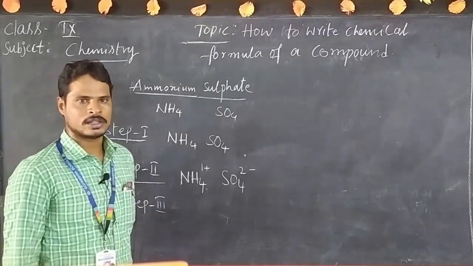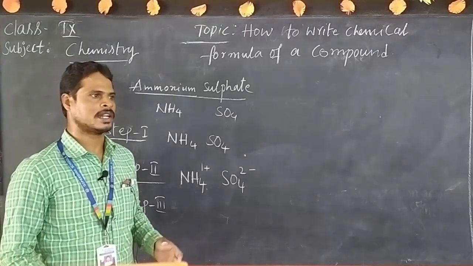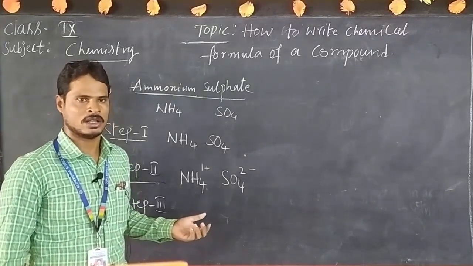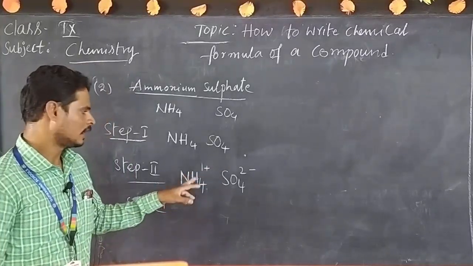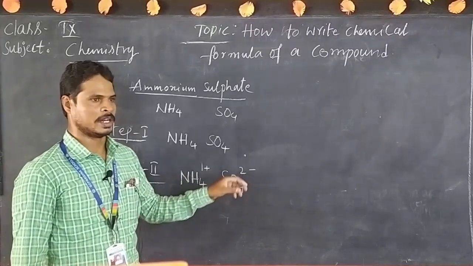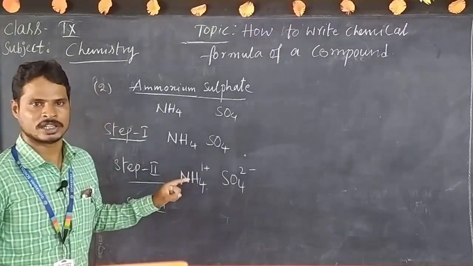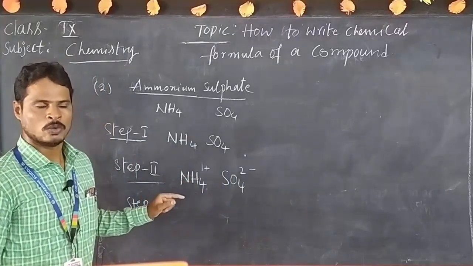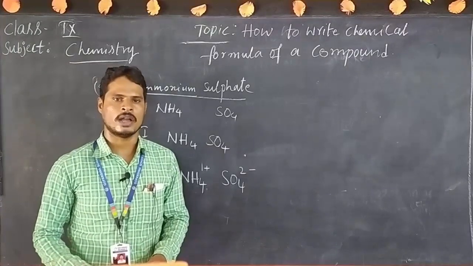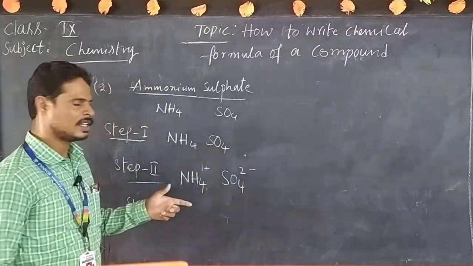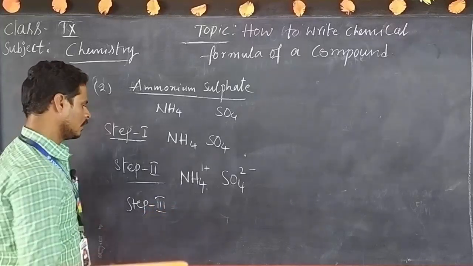What is step 3? We know that if two ions have the same valency, we directly cancel and get the formula. But here, are both having the same valency or different valency? Here cation 1 plus, sulfate 2 minus. Both have different valency, so step 3 is ignored. Then go to step 4. What is step 4? If cation and anion have two different valencies, then shift left to right and right to left. Now check it.